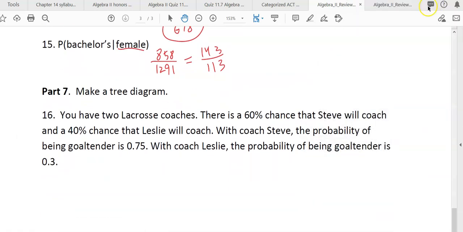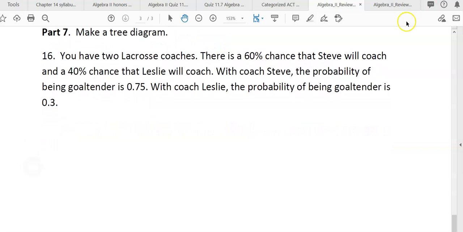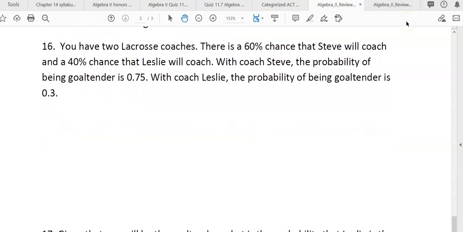Okay, let's just start making a tree diagram here. So you have 2 lacrosse coaches. There's a 60% chance that Steve will coach and a 40% chance that Leslie will coach. With Coach Steve, the probability of being goaltender is 0.75. With Coach Leslie, it's 0.3. So make your first decision, which I think is which coach. So I think there are 2. One of them is Steve, and one of them is Leslie. The probability of Steve is 0.6. Probability of Leslie is 0.4.